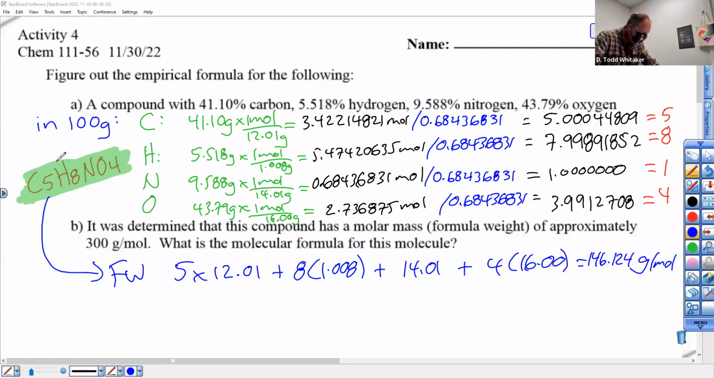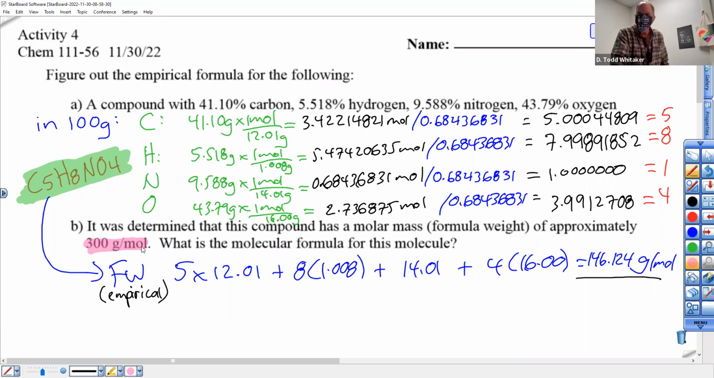Big finish for this one. We've got this empirical formula. Its weight, it's not the molecular weight, it's the empirical formula weight, is 146.124. And we're told that the molecular weight is pretty much double that, right? Definitely not triple. Double is 292. If you triple it, remember, it's got to be some multiple of the empirical formula. That's what empirical formulas are, the simplest ratio.